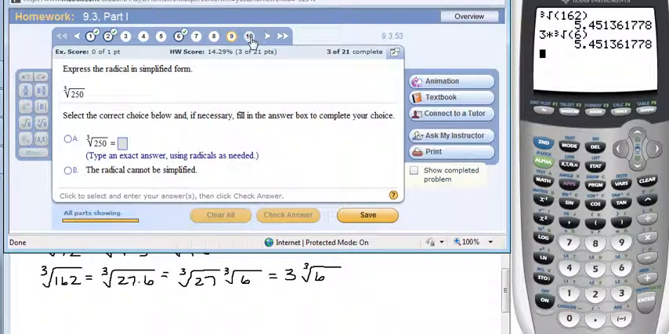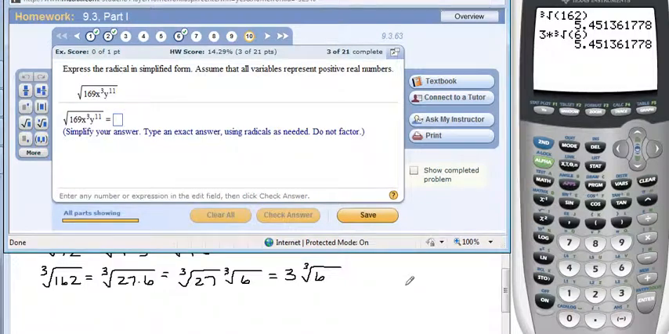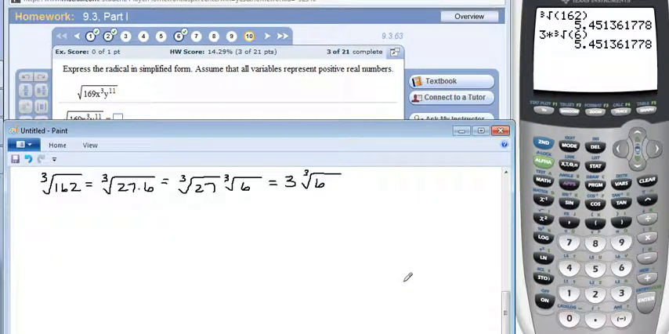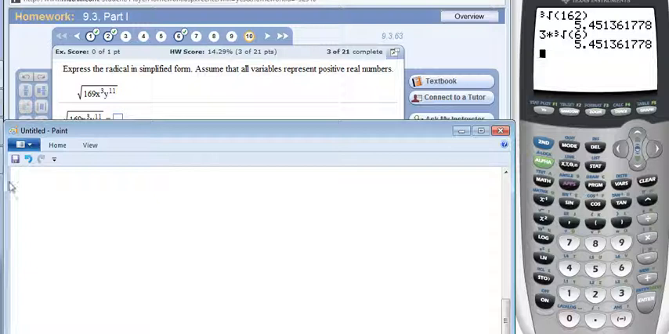Okay, I'm going to leave you alone on some of these because these just go on and on and on. All right, let's take a look at this one. This one's a little different just because we have those variables.